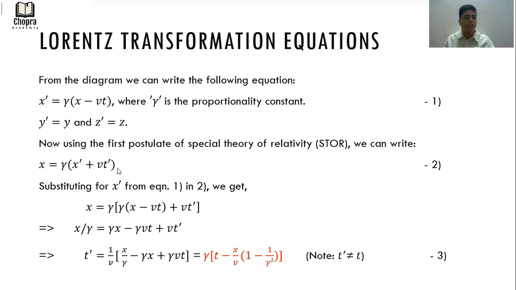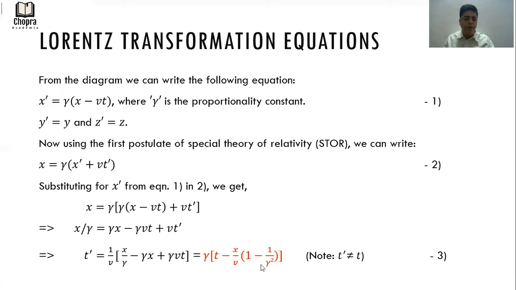So you have x is equal to gamma times (x' minus vt) plus vt'. We can rearrange this entire equation and we get t'. I want to find t', which comes out to be this equation number 3, which is gamma times (t minus x by v (1 minus 1 by gamma square)). Now please just see carefully here, t' is seen to be not equal to t anymore. So this is my equation number 3, I've written in a red color. We'll be using this equation shortly.